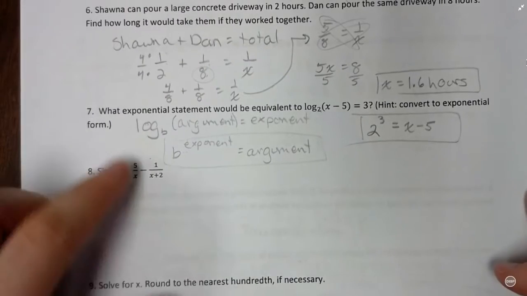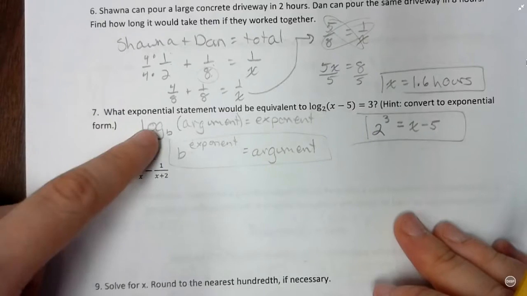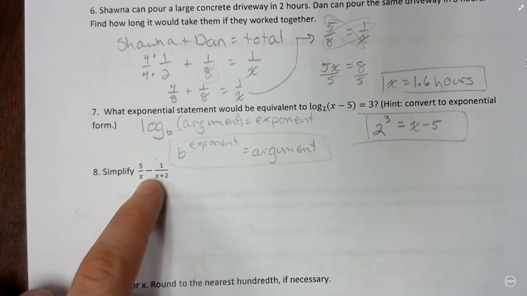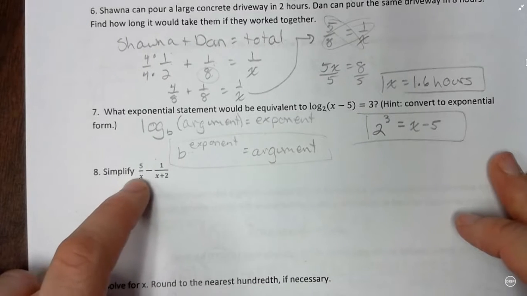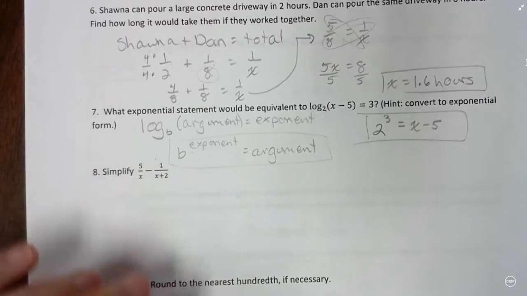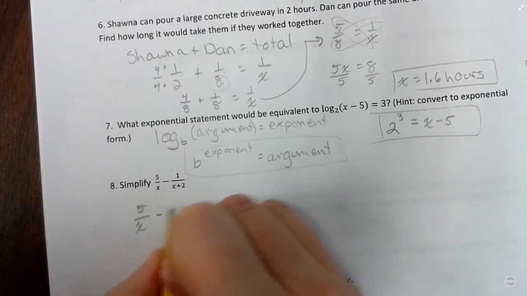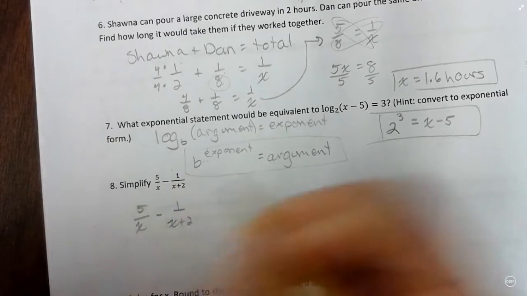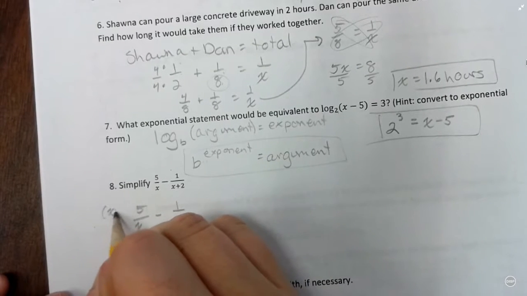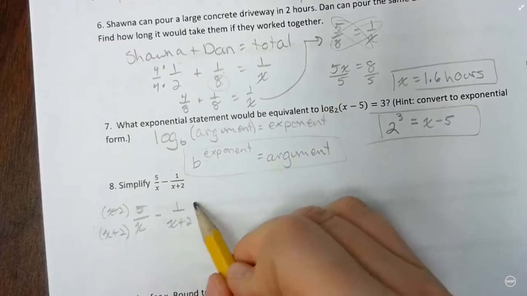Number 8, simplify. 5 over x minus 1 over x plus 2. Fractions again, so we need a common denominator. So remember, when you have fractions with x's in them, the easiest way to find the common denominator is to multiply each fraction by whatever the other denominator is. So I'm just going to rewrite it first so I have some space. So I'm going to multiply the first fraction by x plus 2 over x plus 2. And I'm going to multiply my second fraction by x over x.